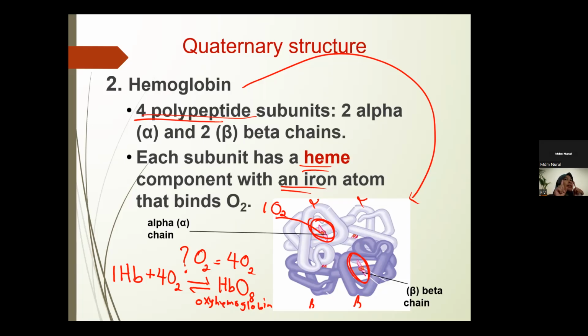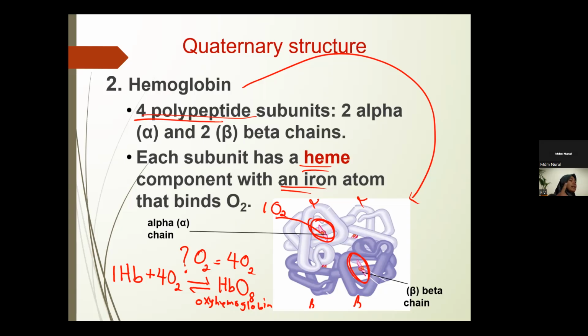Under weak interaction, we have hydrogen bond, ionic bond, hydrophobic interaction and van der Waals. And the strong bond is disulfide bridges. Okay, right? And for quaternary structure, of course, disulfide bridges, hydrophobic interaction, hydrogen bond, ionic bond, peptide bond, semua ada. Cuma bezanya, quaternary structure is aggregation of 2 or more polypeptide chains.